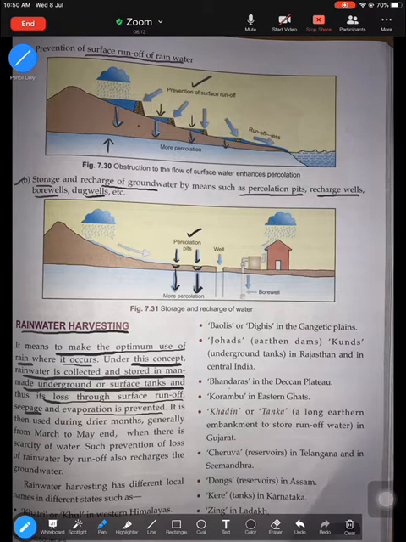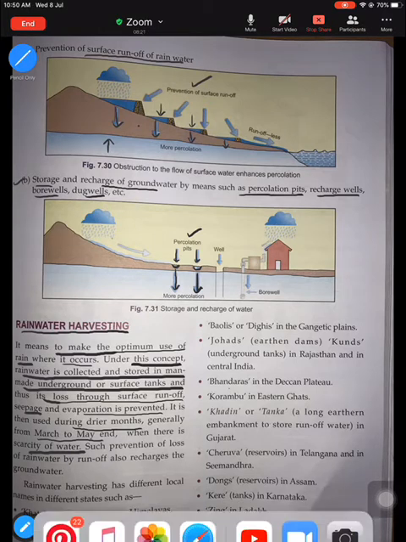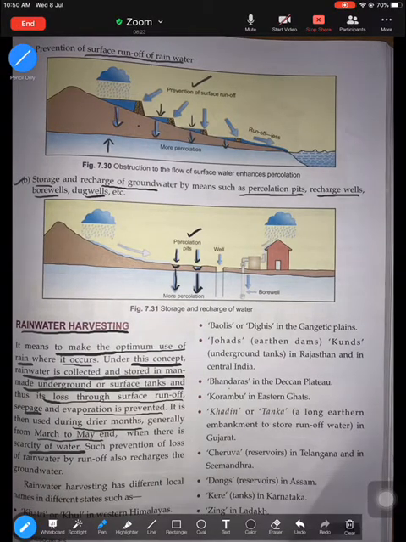This stored rainwater is mostly used in the drier months like March to May, when there is scarcity of water. They have different names. Khatri, Kul, and Johad are very popular names, and Dongs in Assam. These are different names by which rainwater harvesting is known in different parts of our country. So that is the main goal of rainwater harvesting: so that the groundwater does not decline, to conserve surface runoff, to reduce soil erosion, and to ensure that flooding of roads does not take place.